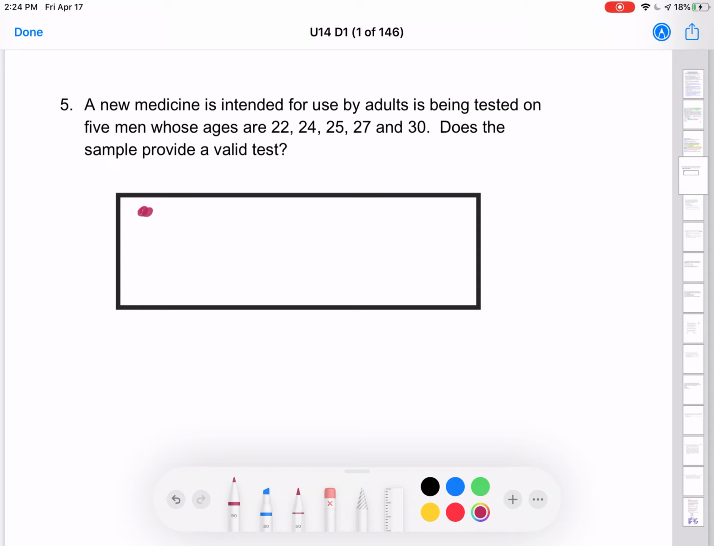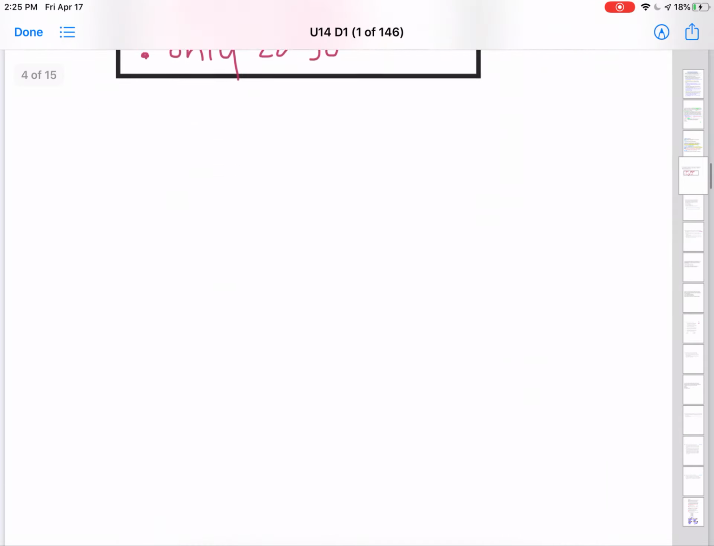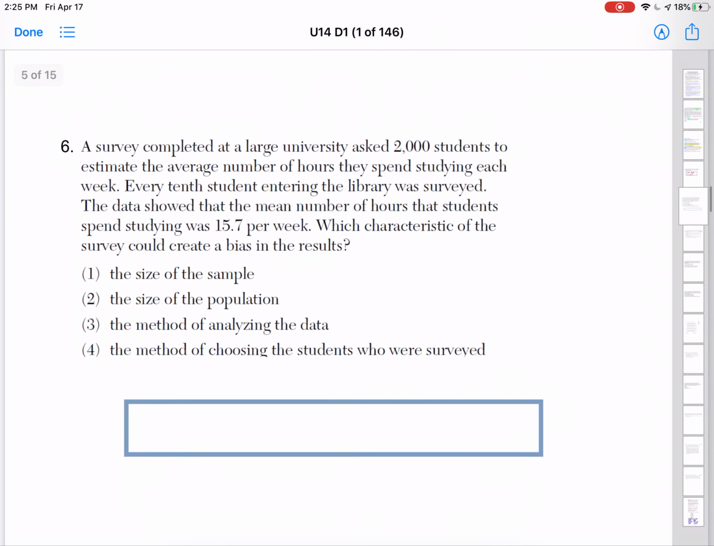Okay, so usually people tell me that it's a small sample, right? I mean, it's only 5 people, and we're trying to test a drug that's intended for adults, so it's a small sample. It's only men, and only ages 22 to 30, which is not a wide range there. Okay, so that would not be a nice random sample.